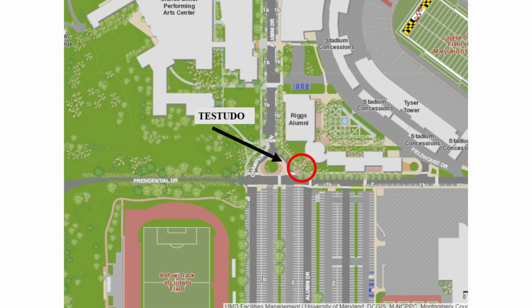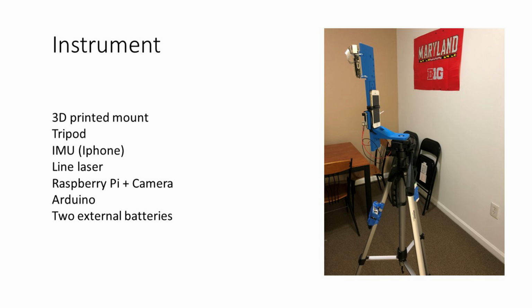And here's the location of the Testudo statue. It's by Riggs Alumni Center. My LiDAR setup: by moving the LiDAR up and down and using known geometries, we can get the angles and get the distances between the laser and the target.